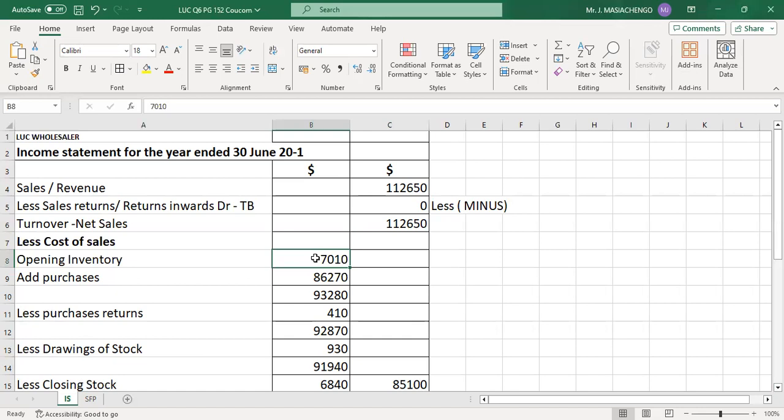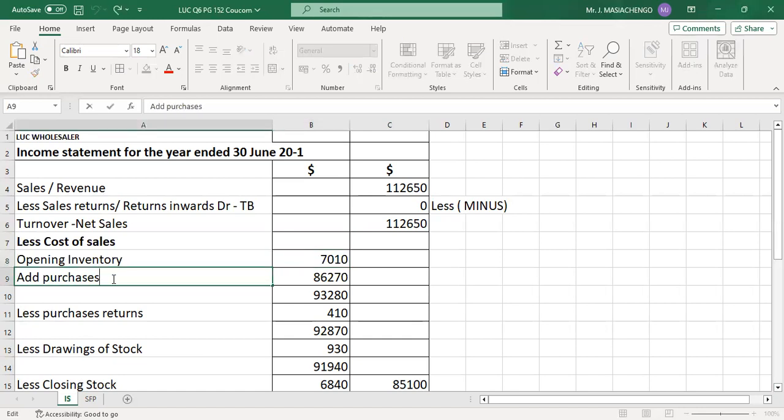We call it our opening inventory. Then we add our purchases. Purchases, these are goods bought for what? Resale. Okay, you can buy more, you can add to your stock, right? To your stock. So we call goods bought for resale, goods bought for resale. These are purchases.